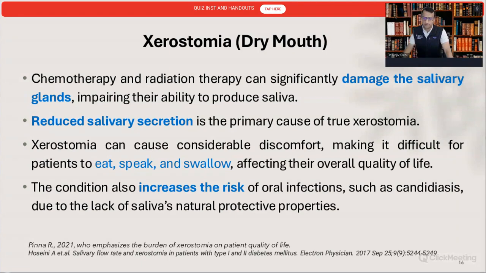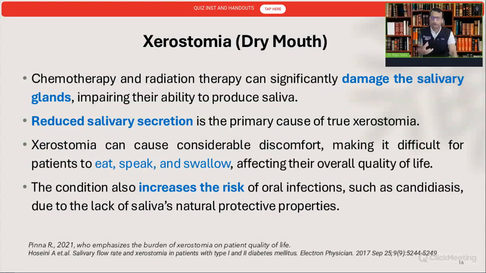The second most important feature in the clinical picture that we can see in the oral side effects is xerostomia. In general, normal unstimulated saliva flows in the range of 0.3 to 0.5 milliliter per minute. But when it drops to 0.1 to 0.2 milliliter per minute, the patient begins to experience the symptoms of xerostomia. Here, chemotherapy and radiation therapy, especially radiation therapy, damage the salivary glands and inhibit their ability to produce saliva. With reduced salivary secretion, it gives a dry atmosphere inside the oral mucosa, and the mucosal immunity does not play a big role in preventing infections.